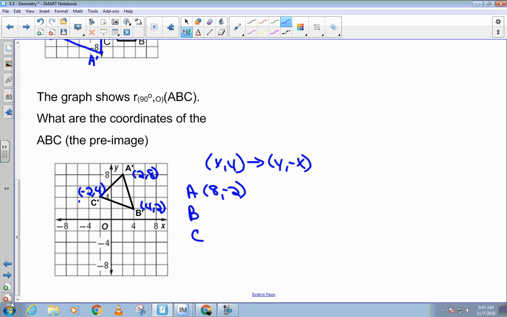B would be what? 2, -4. The 4 changes and it's 2, -4. And C would be what? 4, 2. Okay. Now, I'm going to graph this, and it is at 8, -2. There's A. 2, -4. There's B. And 4, 2.